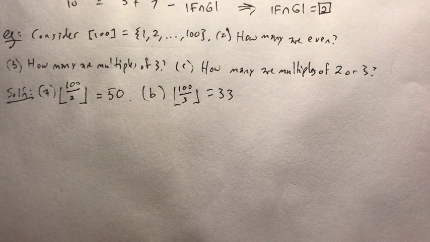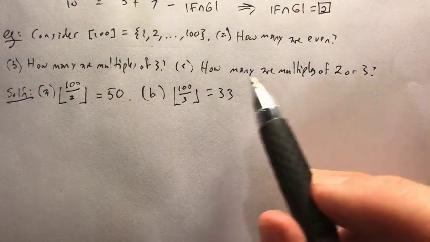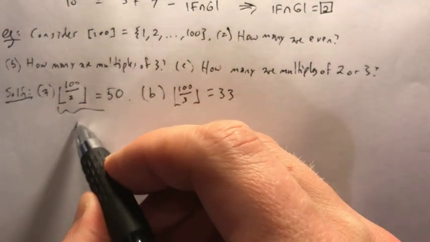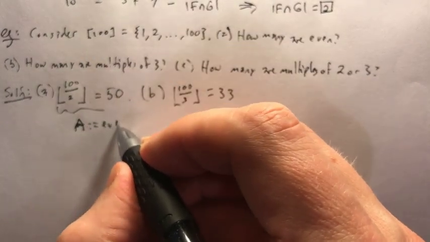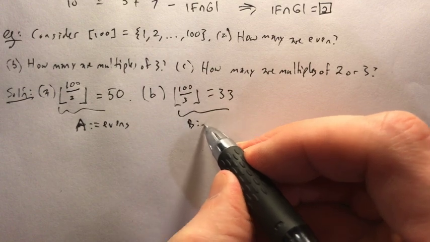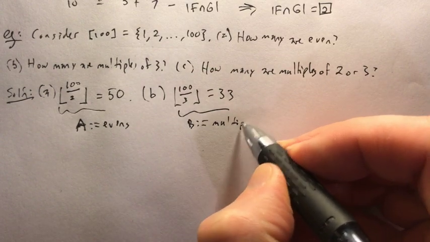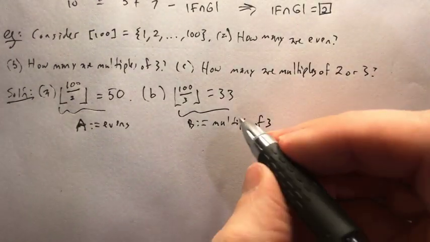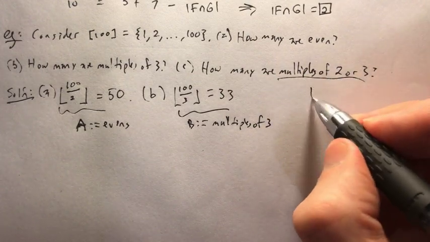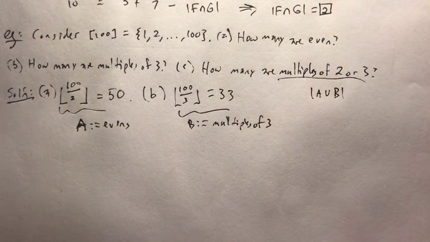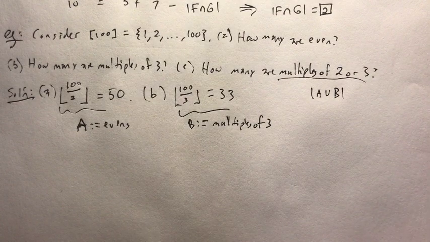Now for part C, what I need to find is not multiples of 6, because that would maybe seem to be the next answer, but multiples of 6 is going to be part of the question. It's how many are multiples of 2 or 3. So I'm going to call this set A, the evens, and I'll call this set B, and this is the multiples of 3. And then C is really asking us how many are multiples of 2 or 3. C is really asking us now, what's the size of A union B? Okay, so I need to find the size of A union B.